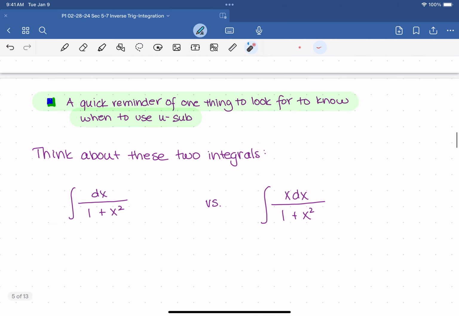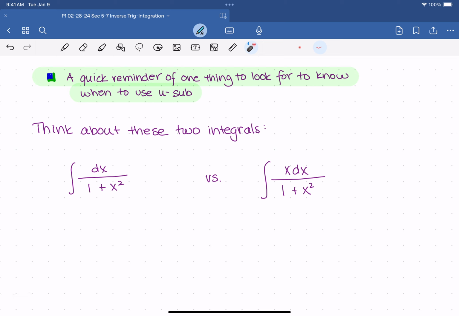So, a little reminder of something to look for. If you just take a second to look at these two problems, they're very similar, but they're not identical. Do you see the difference? The second one has an x in the numerator that the first one is missing. Does that affect how to do the problem? And the answer is yes. Think about how you would solve each one of these integrals.